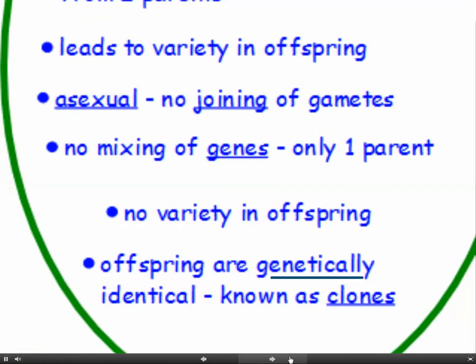And there's asexual reproduction. Definition is there's no joining or fusion of gametes, and there's no mixing of genes because there's only one parent. The outcome is there's no variety in offspring, and we describe the offspring as clones because they're genetically identical to the parent.